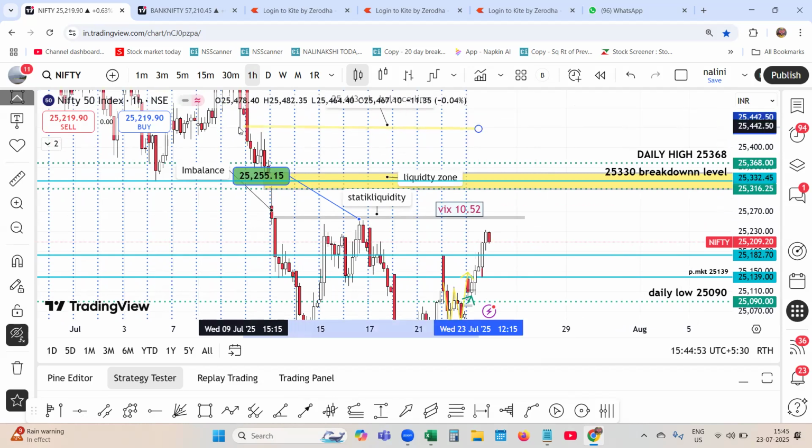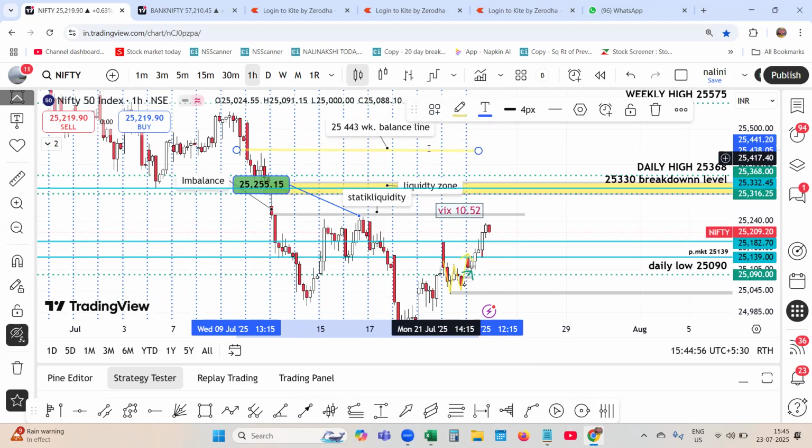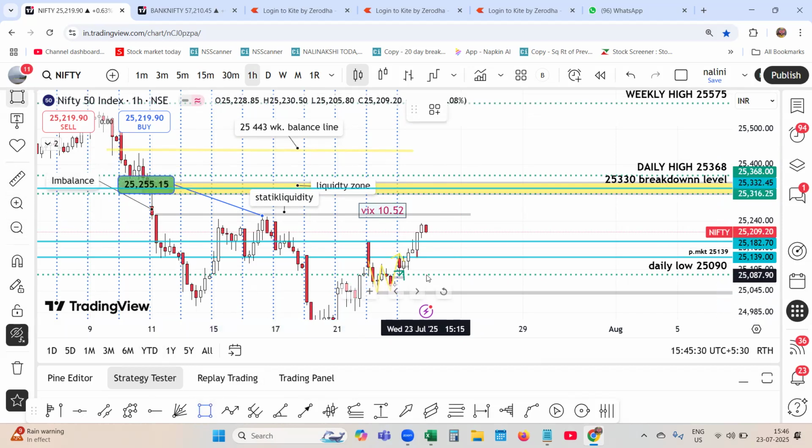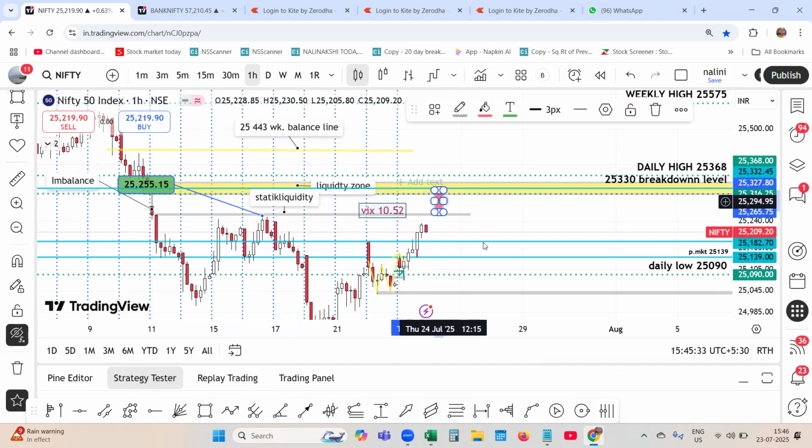25,368. And the weekly balance line, 25,443, will be a strong resistance for the market tomorrow. So this is the immediate boundary you need to watch in the market. Definitely the market will make a gimmick that it will hit this level and face resistance. It may come down or it may gap up to cross this level like this.